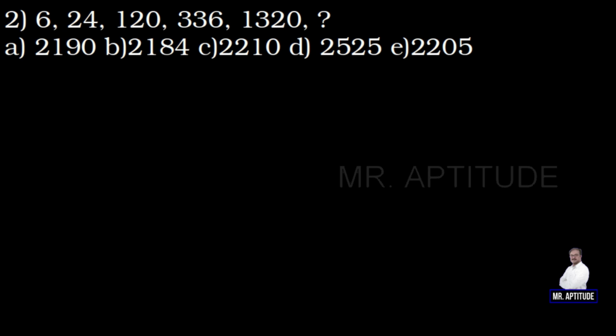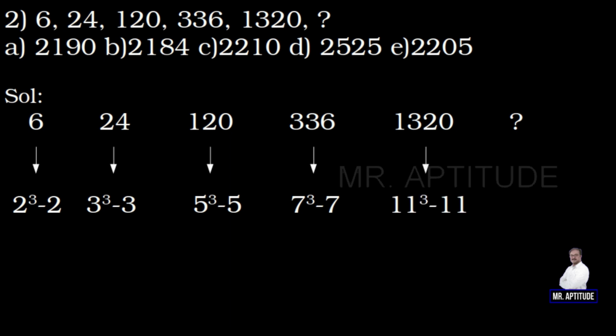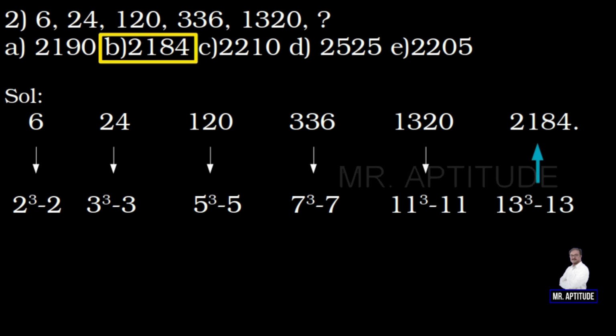6, 24, 120, 336, 1320. Once you look at the given numbers, these numbers are in the form of n cube minus n. 6 can be written as 2 cube minus 2. 24 can be written as 3 cube minus 3. 120 can be written as 5 cube minus 5. 336 can be written as 7 cube minus 7. 1320 is 11 cube minus 11. And your answer will be 13 cube minus 13, which is 2184.